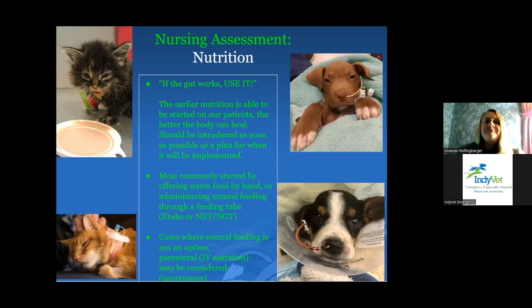And then trying an appetite stimulant when appropriate, or if we do need to place a nasogastric tube or an E-tube, giving nutrition through those. And then cases where we can't give them nutrition through their GI tract, IV nutrition or parenteral nutrition is an option, but it's very uncommon and not used a whole lot anymore.